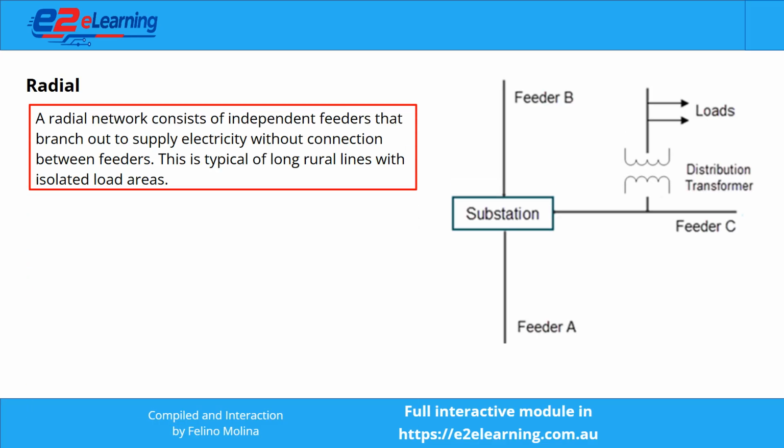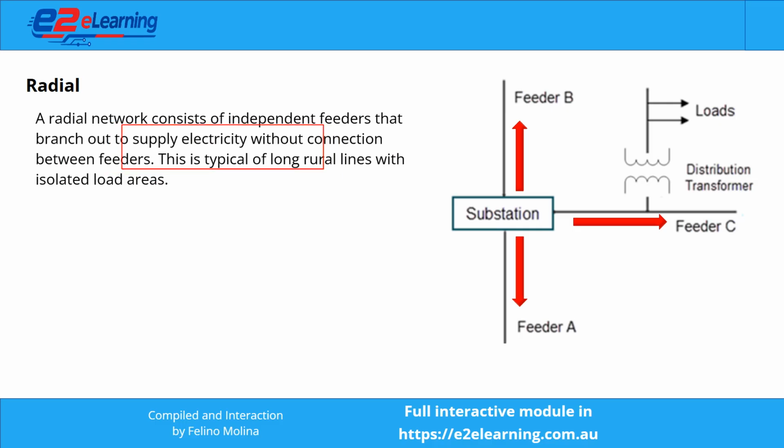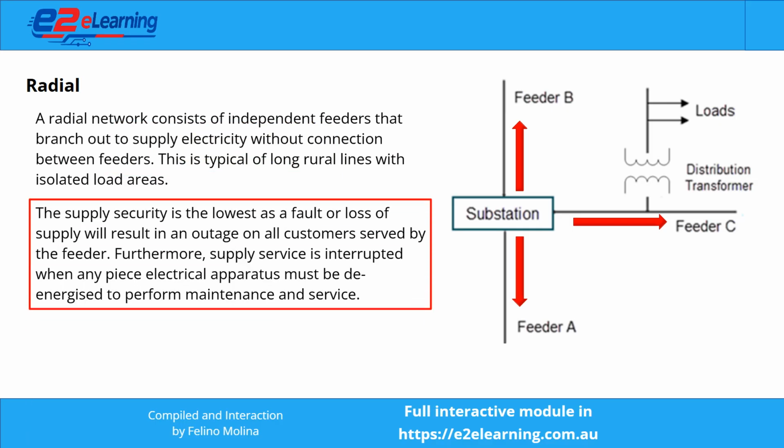A radial network consists of independent feeders that branch out to supply electricity without connection between feeders. This is typical of long rural lines with isolated load areas. The supply security is the lowest, as a fault or loss of supply will result in an outage on all customers served by the feeder.